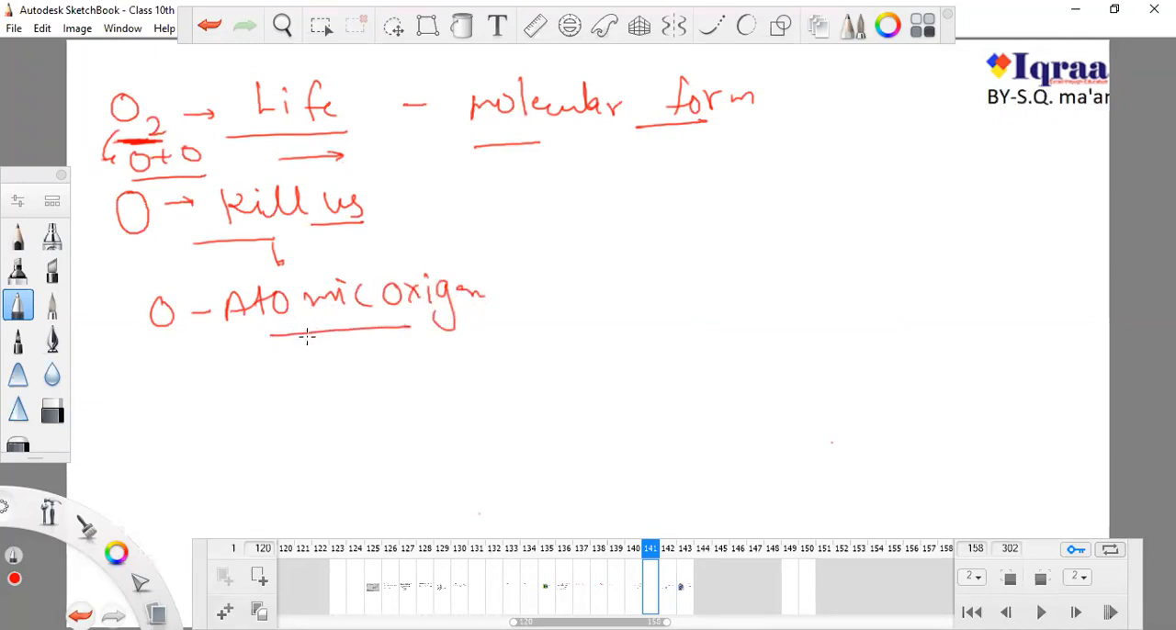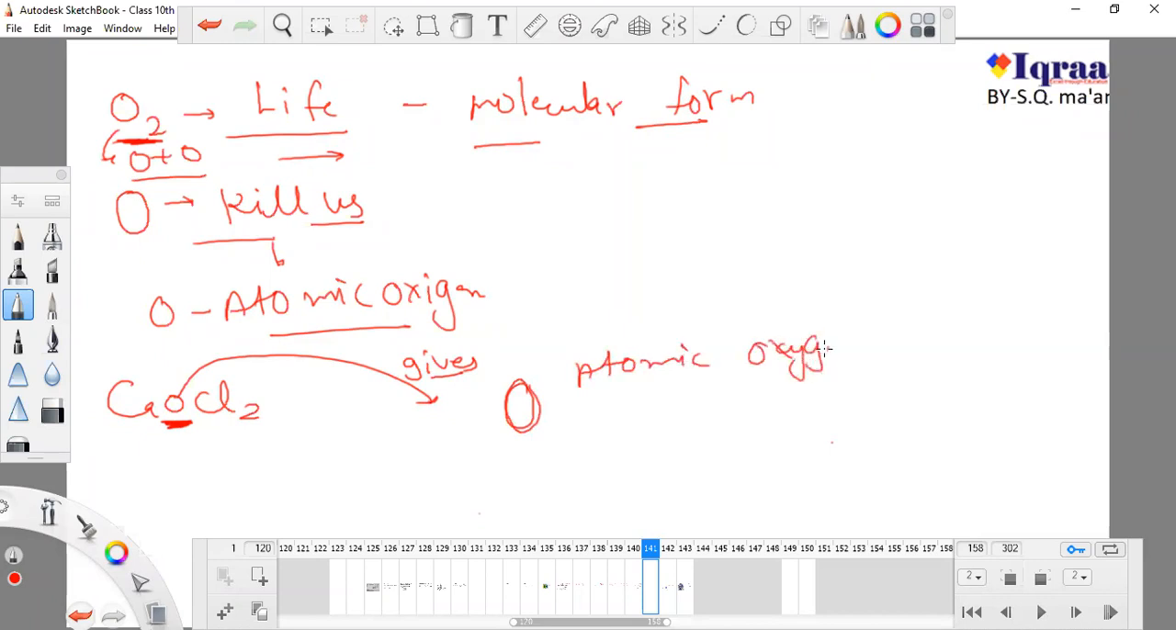So what does the bleaching powder do? Remember the formula, CaOCl2. It has only one oxygen. So how does it work? It releases its oxygen, atomic oxygen, to any type of microorganism, like virus, like bacteria, like fungi, any type of microorganism.